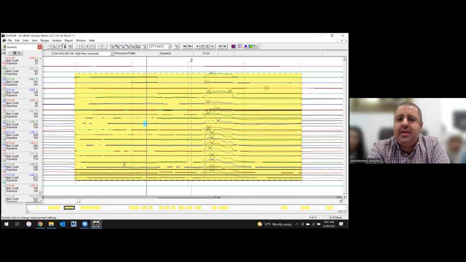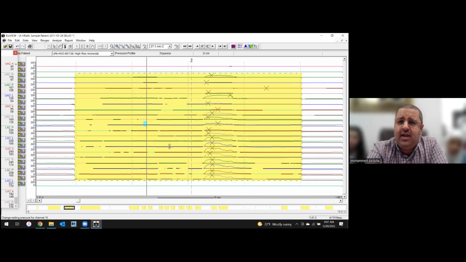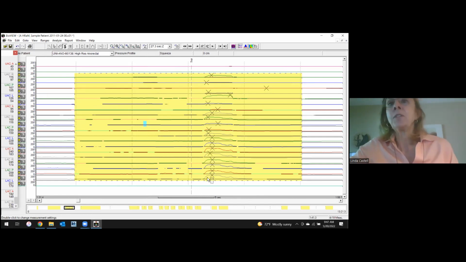Excuse me, can I ask about these X marks? They represent the highest value. What about the vertical lines? What do they represent?